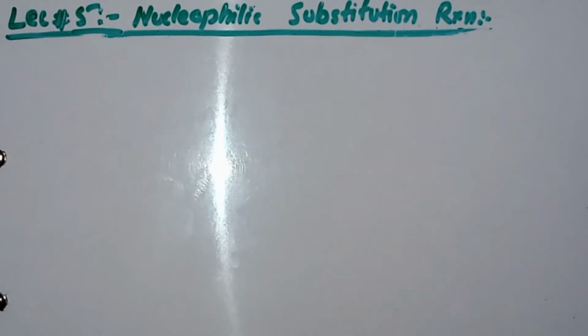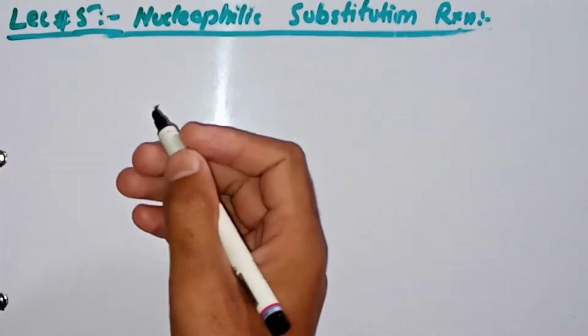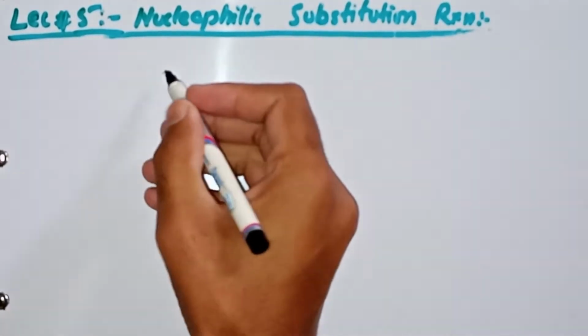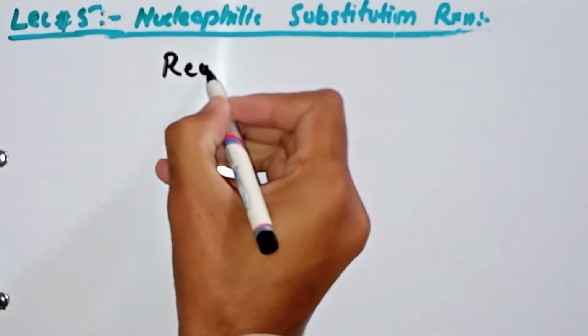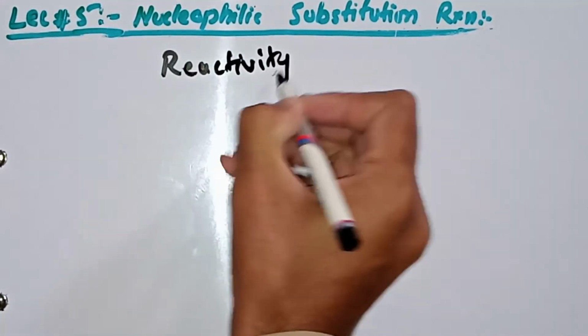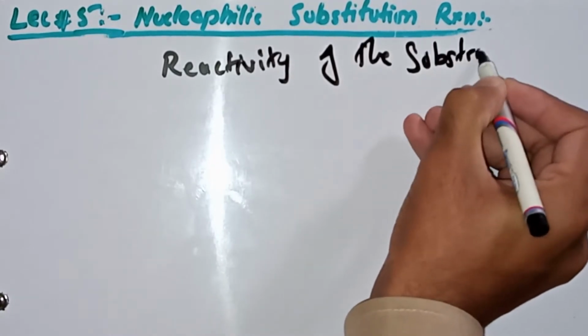Today is lecture number 5 of nucleophilic substitution reaction. In the last 2 or 3 lectures we studied the reactivity of the nucleophile in SN2 reaction, but in today's lecture we will study the reactivity of the substrate in SN2 reaction.